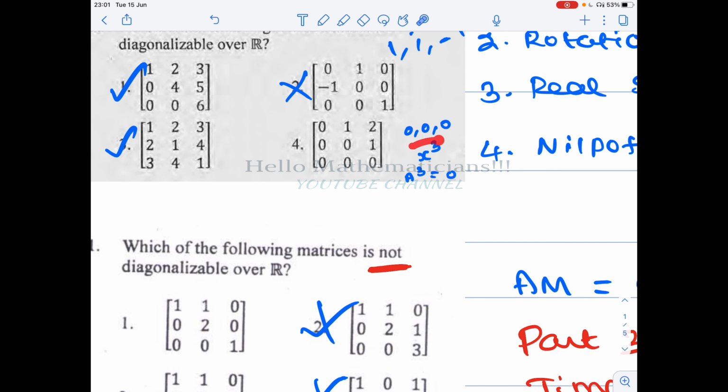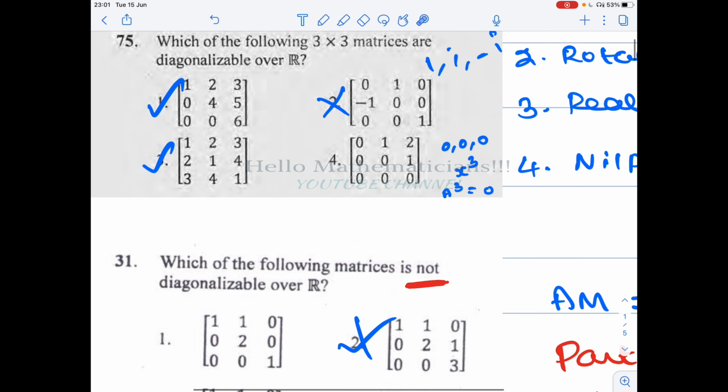Therefore, the characteristic polynomial is x cube. By the Cayley-Hamilton theorem, this matrix should satisfy its characteristic polynomial. So we get A cube equal to 0. So A cube equal to 0 means basically that the matrix is a nilpotent matrix.